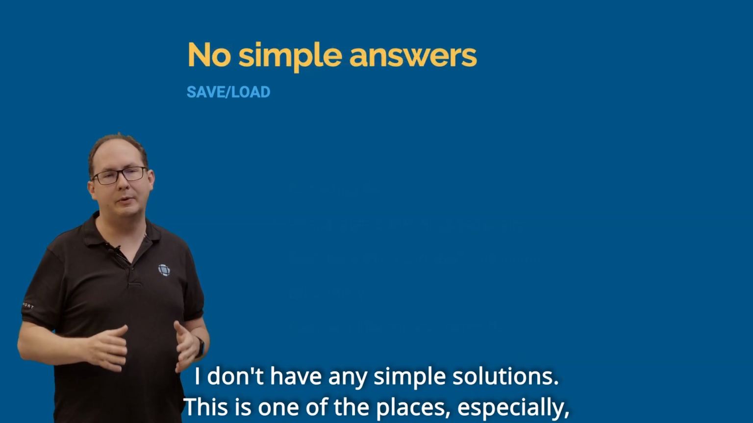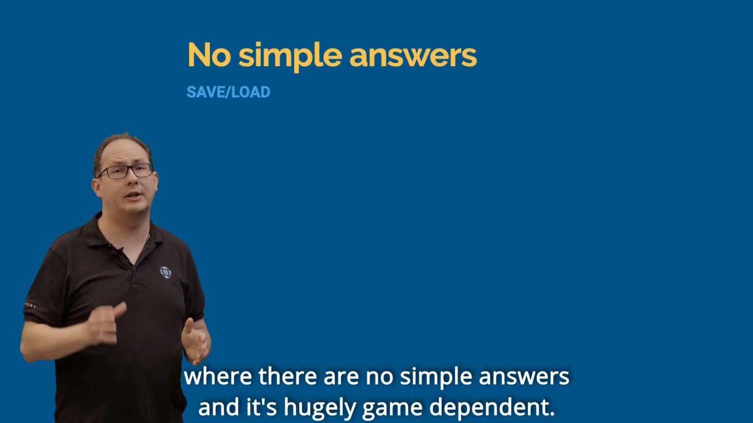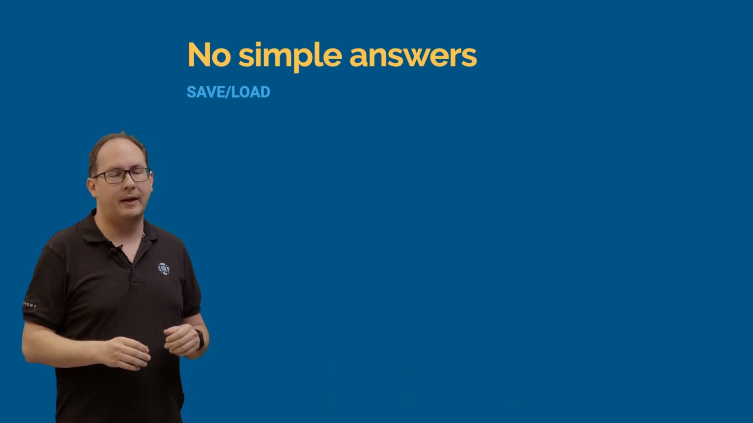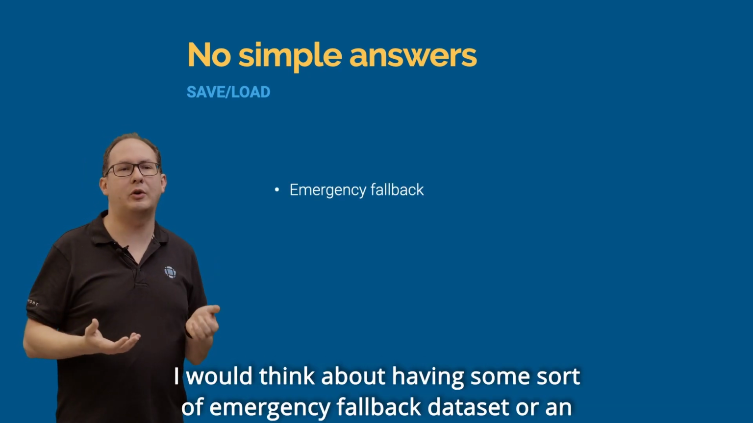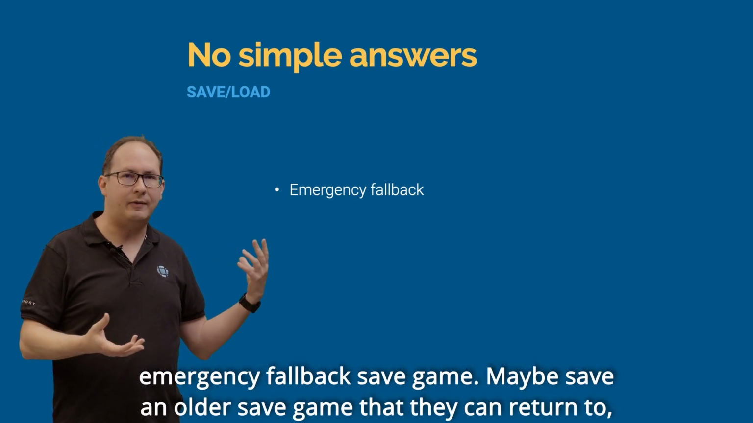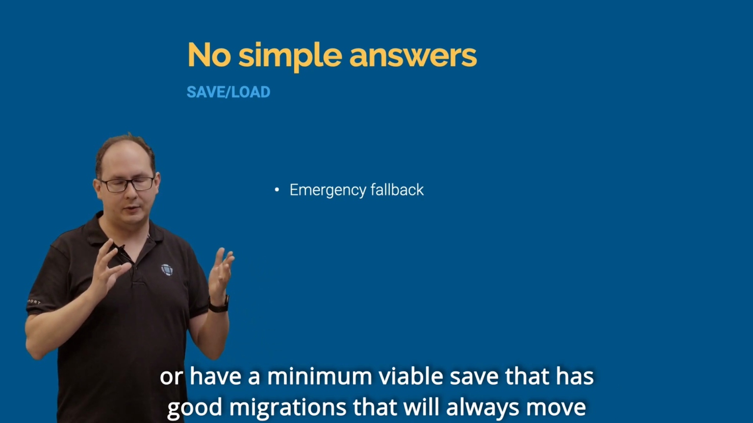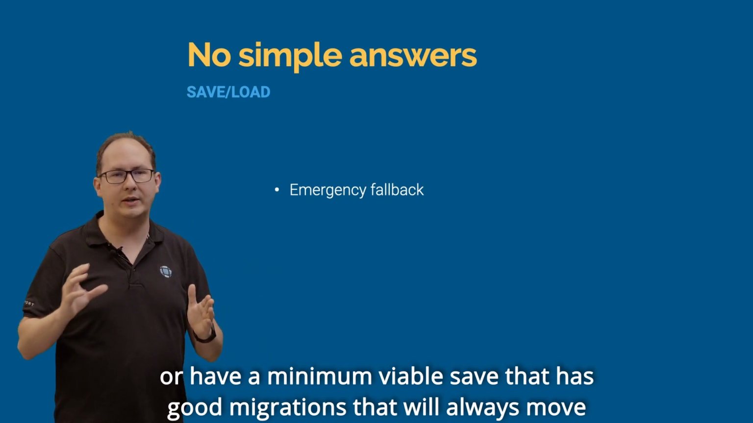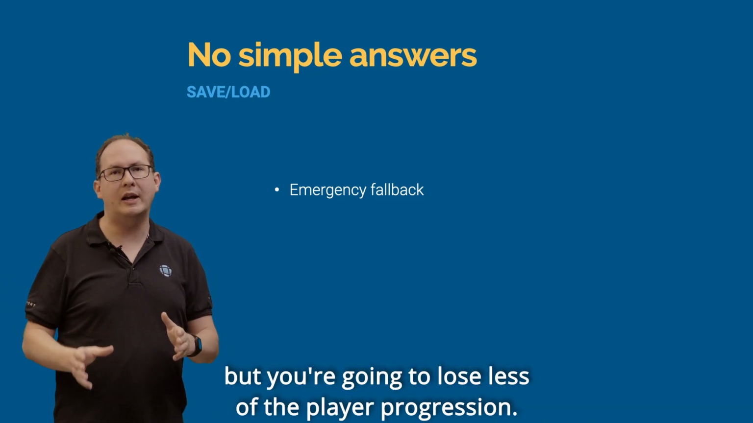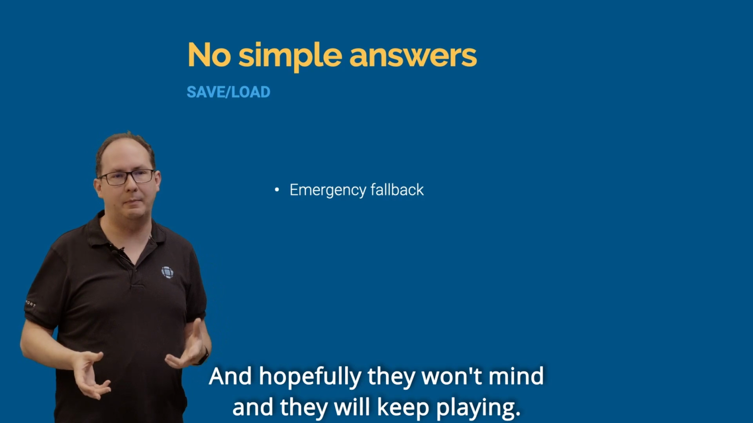I don't have any simple solutions. This is one of the places especially where there are no simple answers and it's hugely game dependent. I would think about having some sort of emergency fallback data set or an emergency fallback save game. Maybe save an older game that they can return to, or have a minimum viable set that has good migrations that will always move forward. You're going to lose progress, but you're going to lose less of the player progression, and hopefully they won't mind and they will keep playing.